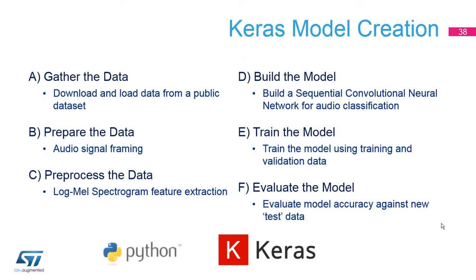So we'll get the data, do some preparing, some framing on it, and pre-process the data to prepare some features that will then be fed to the neural network training. Then we'll build a convolutional neural network classifier, train it using the data that we've prepared, and evaluate it against data that we've set aside.